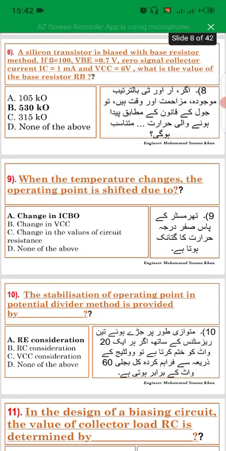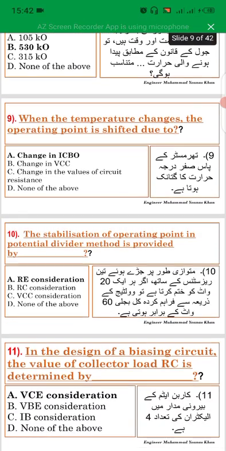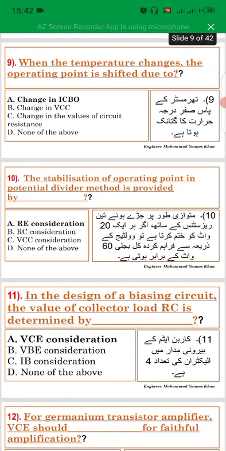A silicon transistor is biased with base resistor method. If beta is equal to 100, VBE is equal to 0.7 volt, zero signal collector current IC is equal to 1 milliampere and VCC is equal to 6 volt, what is the value of the base resistor RB? 0.30 kilo ohm. When the temperature changes, the operating point is shifted due to change in ICBO.